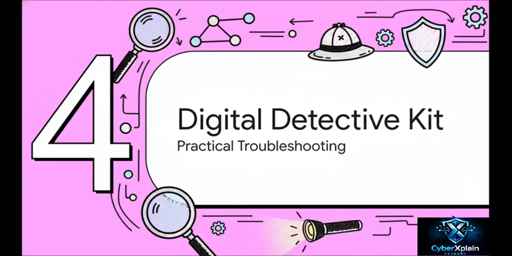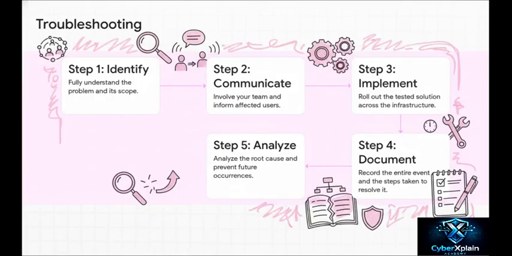So let's put together a practical toolkit that helps you go from being a frustrated user to an empowered problem solver. The real key takeaway here is that troubleshooting isn't just random clicking and hoping. It's a methodical process. You start by identifying the problem and figuring out its scope. You talk to other people who might be affected. You implement a fix, and this is so important, you document what happened so you can analyze it and maybe even prevent it from happening again. It's a clear, actionable plan that turns you from a victim of the problem into the person who solves it.